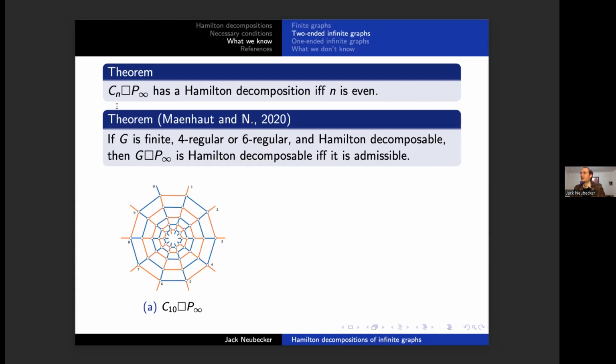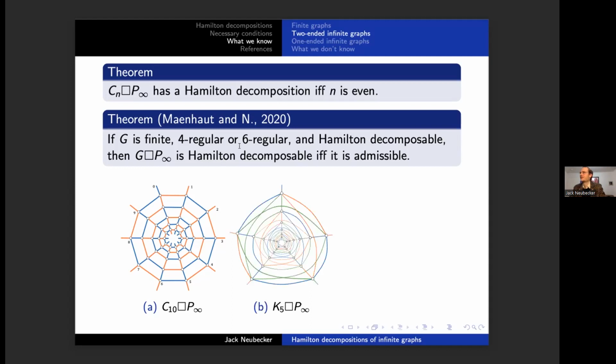Cn is the only Hamilton decomposable 2-regular graph. In general, there are a lot more regular Hamilton decomposable graphs. And we were able to prove that as long as G is Hamilton decomposable, then its infinite prism is as well, again under this edge cut condition that we wanted to make sure of. And we were able to show the same for 6-regular graphs as well.